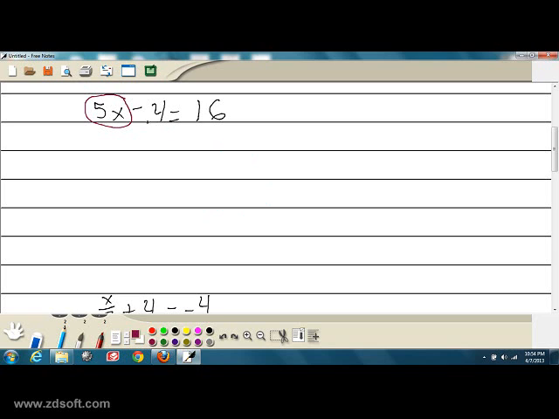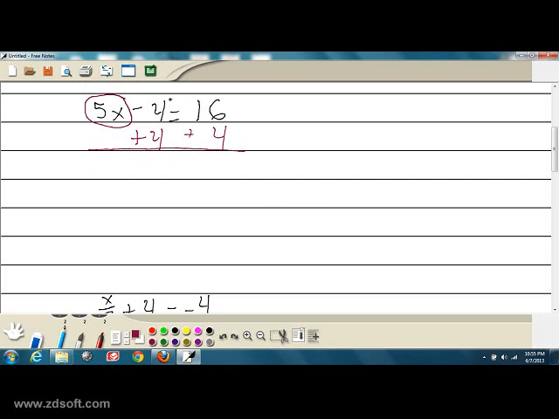Okay? Well, it's minus 4. So what is the opposite of minus 4? Hopefully you're saying plus. So it's plus 4. What do you do to one side? You do to the other. Good. Oh, really hoping you're finishing my sentences here.